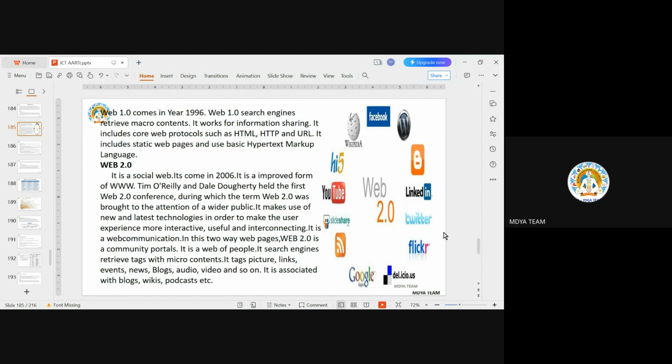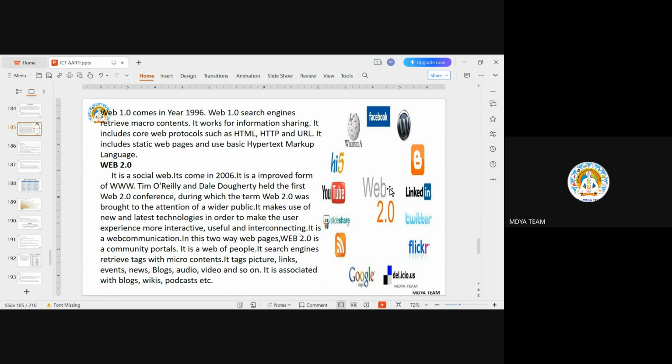But after Web 2.0, there is work on the backend. Web 1.0 and 2.0 work on the front page, the front look. But in Web 3.0, they work on the backend. Web 2.0 is associated with blogs and Wikipedia. In Web 1.0 there was Britannica. In Web 2.0 there was Wikipedia. Podcasts are there, blogs are there in Web 2.0.